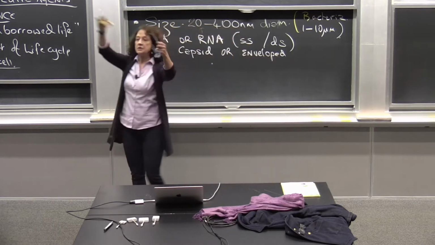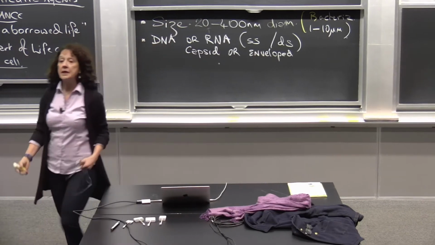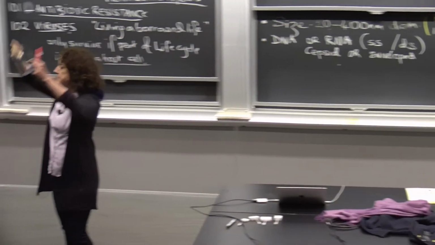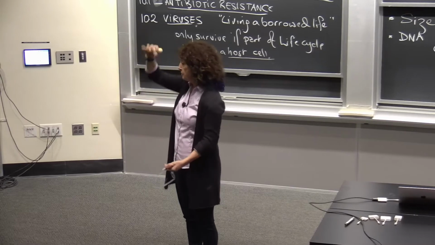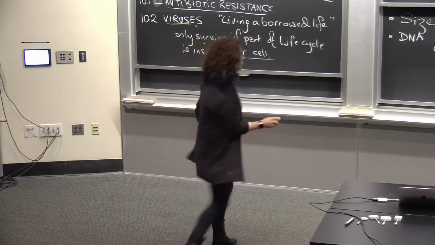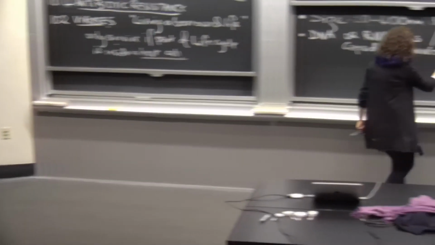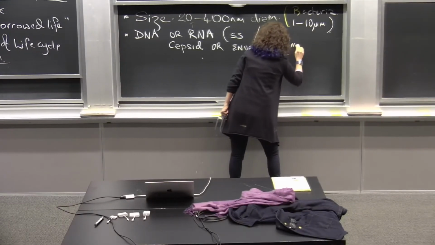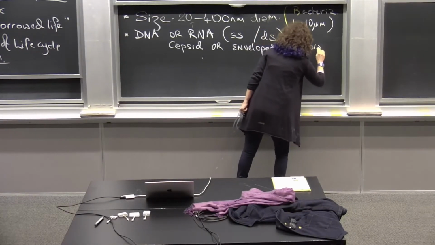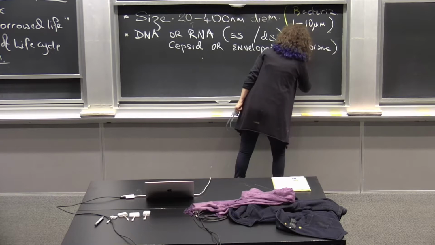Capsid viruses just have a protein coat. The enveloped viruses have a membrane surrounding them with proteins stuck into them. So the enveloped viruses have an outer membrane, which is studded with proteins.